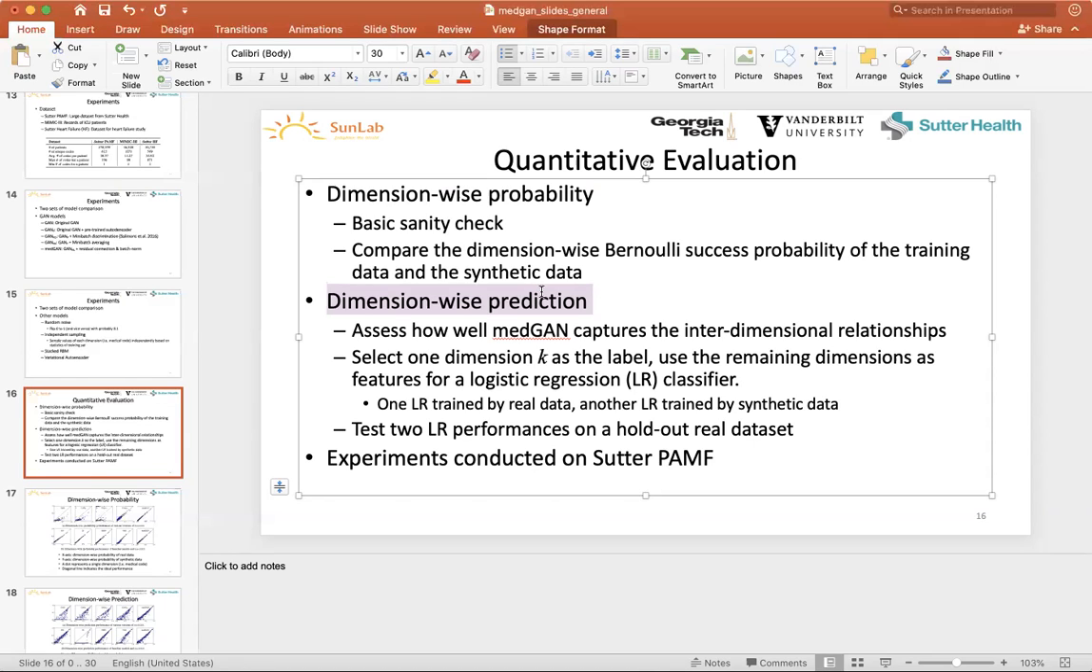So there are two sets of classifiers basically, one that is trained on the real data set, one that is trained on the synthetic ones, and then you test both classifiers on the real samples that were left off. And if both classifiers show similar performance, then that means that your synthetic data is at least capturing some relationship between multiple columns. This is a way more complicated task than dimension-wise probability, right? And then you can repeat this process with each and every single feature.